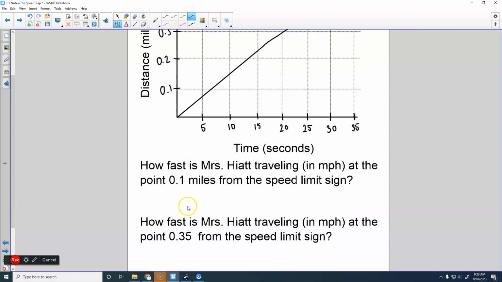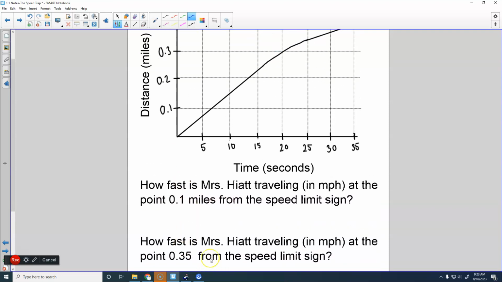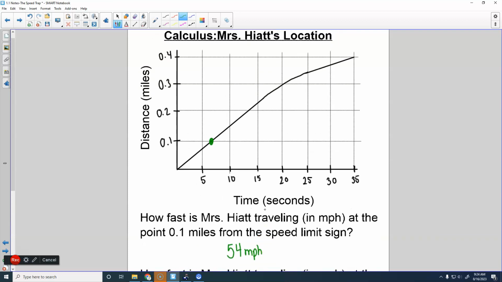So these questions are the same as what we had before. At 0.1 miles away, I could still use that same estimate that we did before, right? That slope is the same. This is the same graph. I just smoothed that curve out. So I could still say that I was going 54 miles per hour. Same thing over here at 0.35 miles from the speed limit.